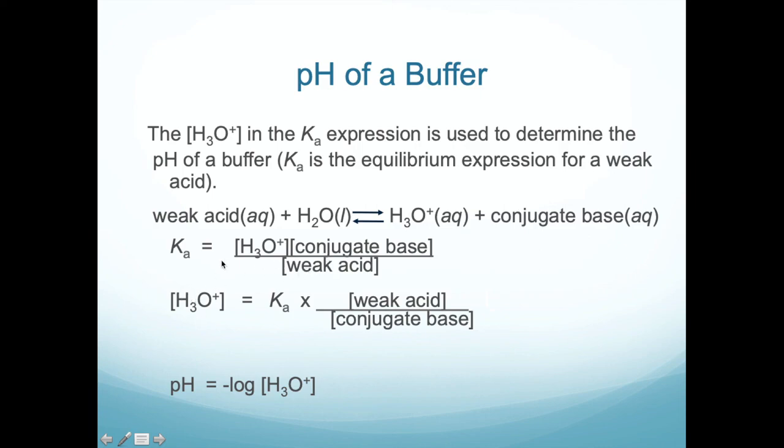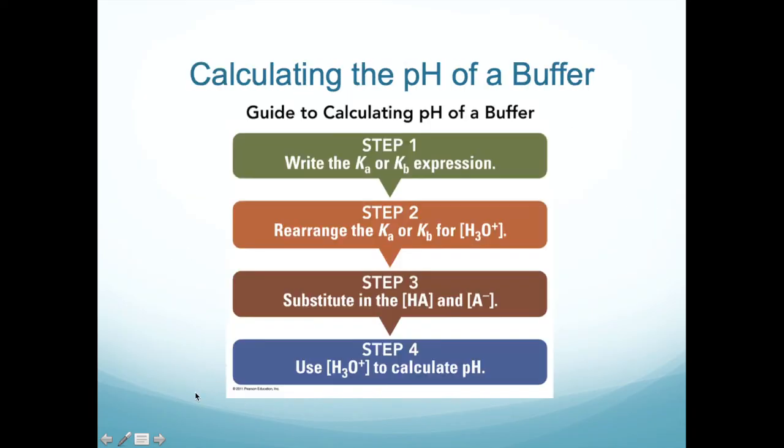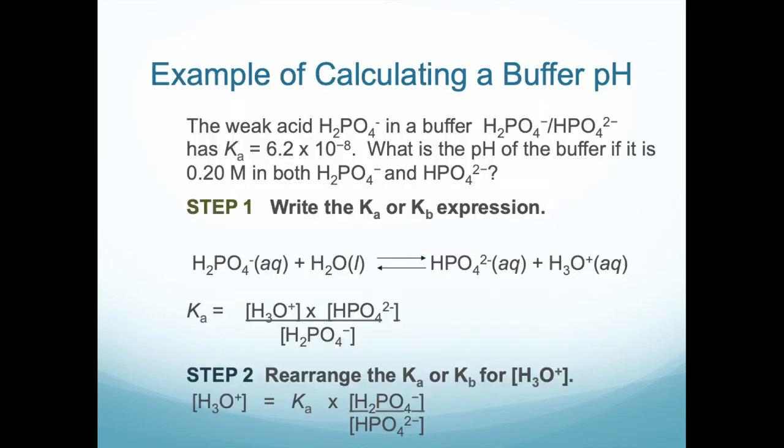So if we multiply the weak acid to the same side as Ka and divide by the conjugate base, we get this rearranged expression. If we have these numbers, we can plug those in and solve for H+, or hydronium in this case, and then take the negative log of that answer to get the pH. So let's try some examples.